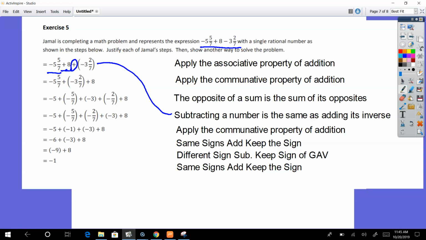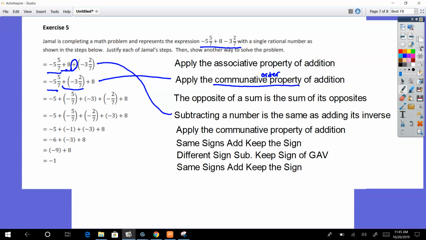Okay, so from our next step, let's see what happened. So this is still the same. Oh, there we go. We have a different order. So when we change the order, that is applying the commutative property. The commutative property changes the order of something.